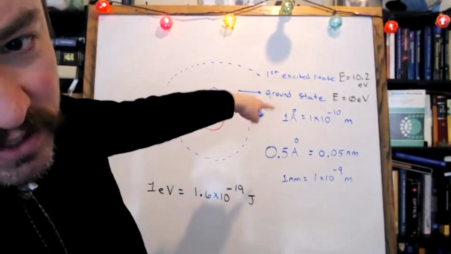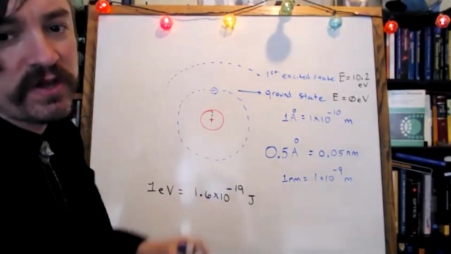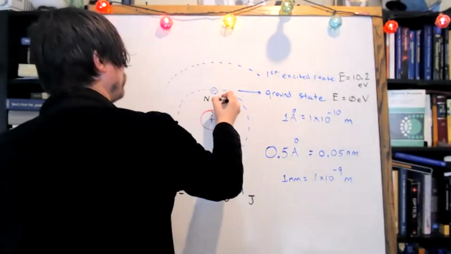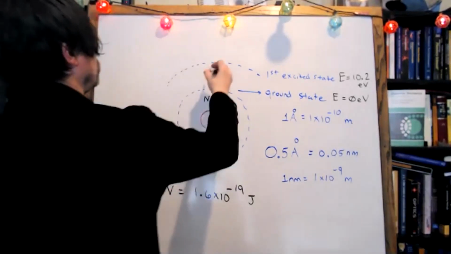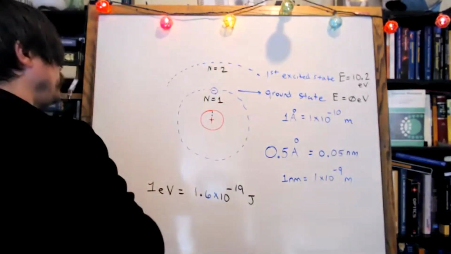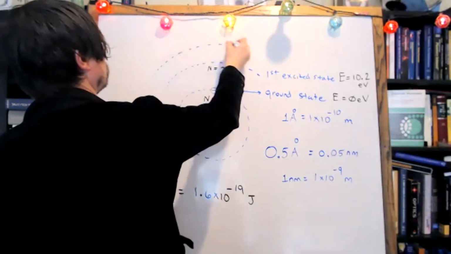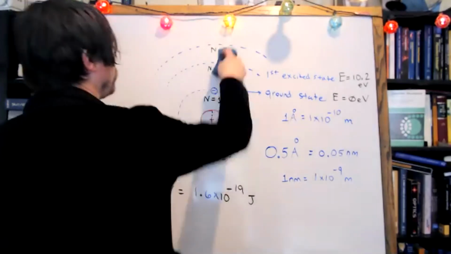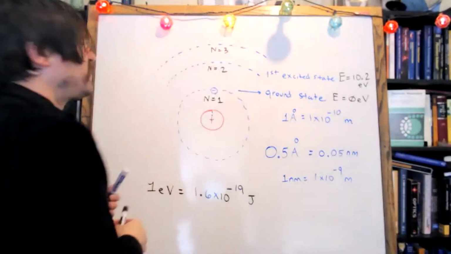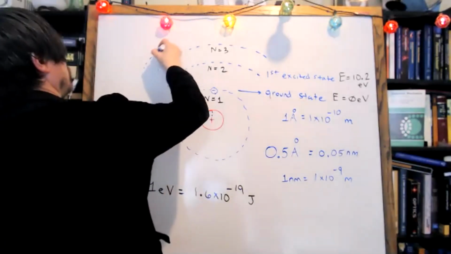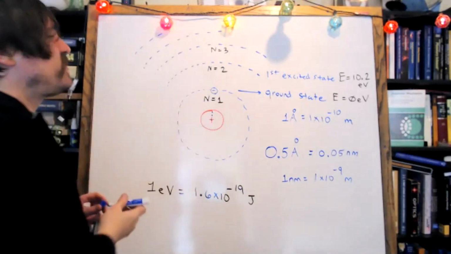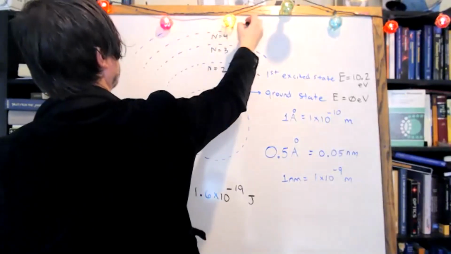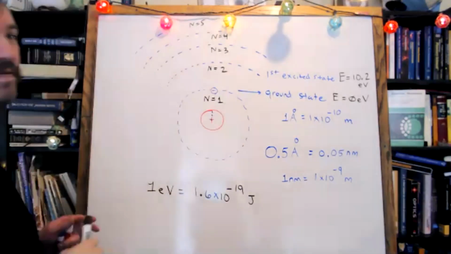Now it gets kind of annoying to talk about the ground state, the first excited state, the second excited state. So what we do instead is we label each orbit with a quantum number. The ground state is called n equals 1. The first excited state is called n equals 2. There is a third excited state, that's n equals 3. There's even a fourth excited state, n equals 4. There's even a fifth excited state, n equals 5. You might start to wonder just how many excited states there are. Well, a lot. But it's not infinite.